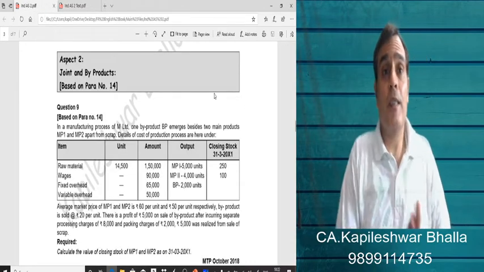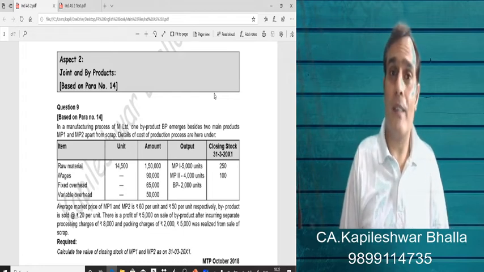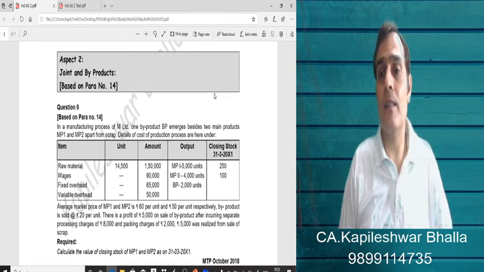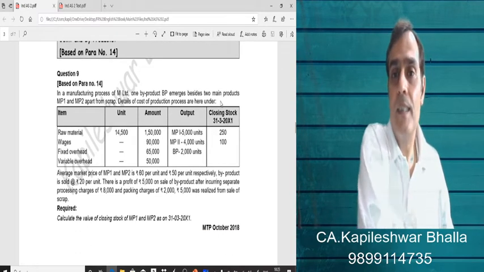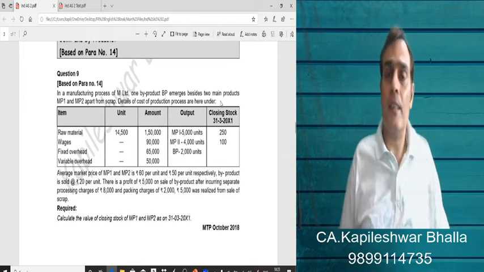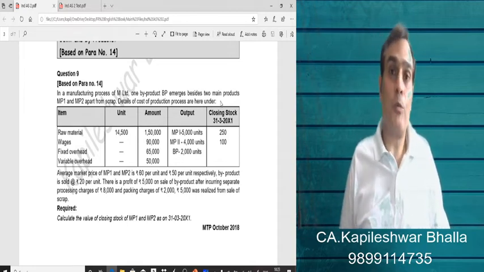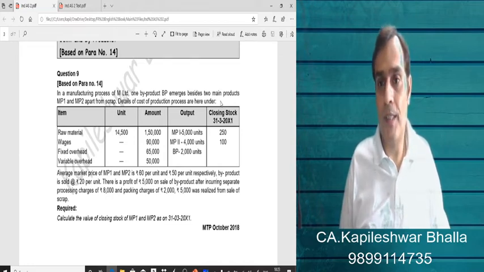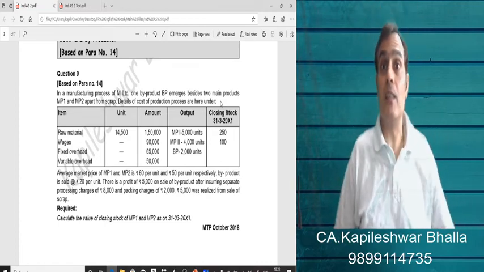So here is the question, and you can see that we are covering aspect 2, which I called special issue number 2. This is based on the concept of para number 14. Incidentally, this question also came in the mock test papers in 2018, and it also came in the CA Final old course. Now I'm waiting to see when it's going to find its place in the exam.